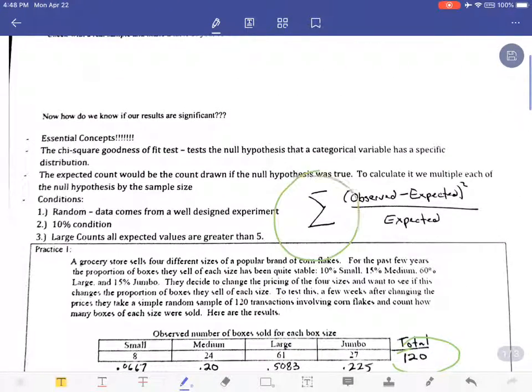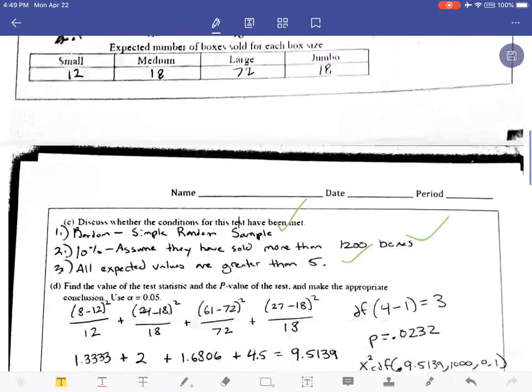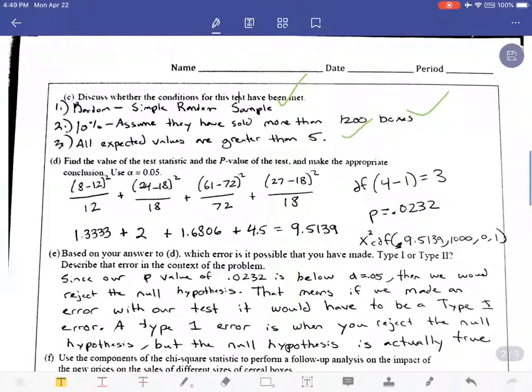So this symbol right here means we're going to take the sum of all these different calculations and add them. So we calculate them and then add them all up together. So you take your observed value minus expected value, square it, divide by your expected value. Not that complicated of a formula. It's just going to take a little bit of time.